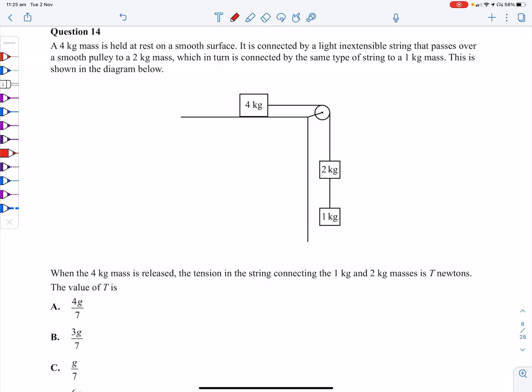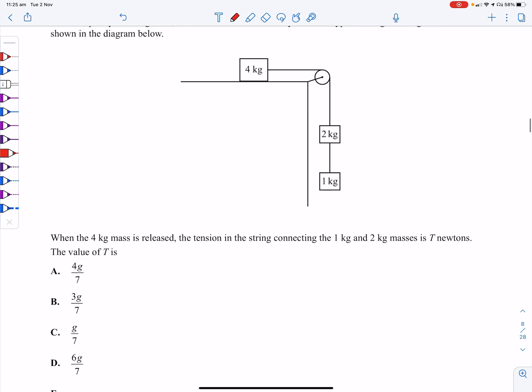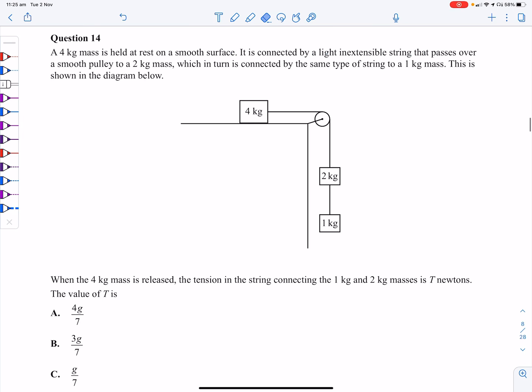Okay, a mass is held at rest on a smooth surface. It's connected by a light inextensible string that passes over a smooth pulley, which in turn connects to the same type of string with a 1 kilogram mass. When the 4 kilogram mass is released, find the tension in the string between these two. Okay, so let's first find the acceleration of the system.